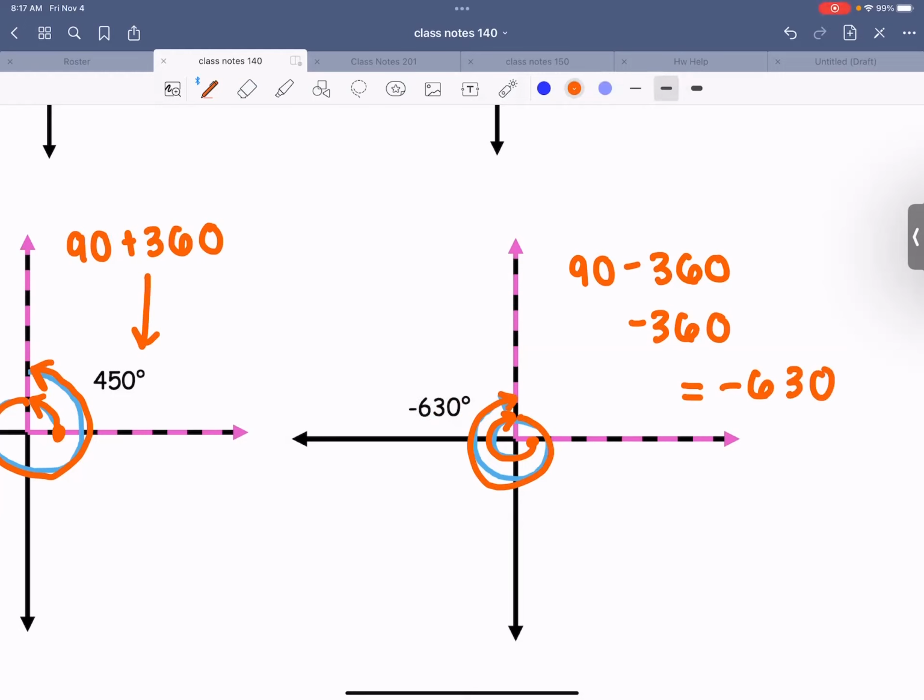Now, I probably won't ask you to draw any big angles. I definitely want you to know how to draw negative and positive angles between 0 and 360, but I probably won't ask you anything crazy like negative 630 or 1,000 or something like that. Okay.